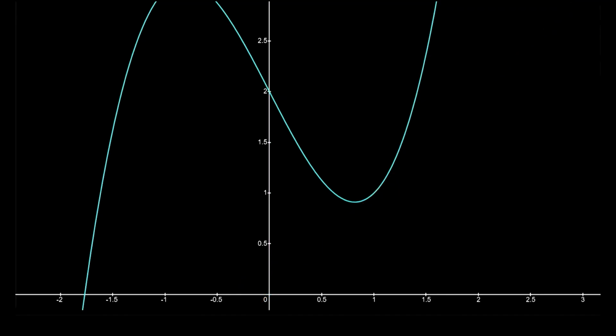To fix this, we need to pick a new starting point that is closer to the root we want. As you can see, now Newton's method will work. Next, let's look at divergence failures. These occur rarely for polynomials, but for other types of functions they can exist too.